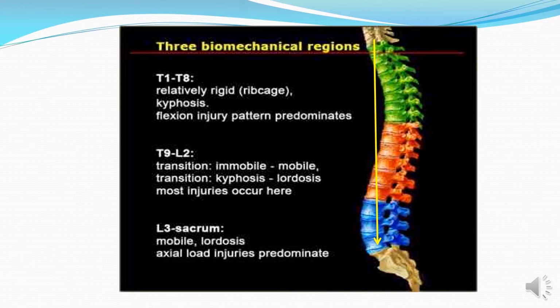The third part, which is from L3 to the sacrum, is mobile, usually lordotic, and it's subjected to axial load injuries more than flexion injuries. Why flexion injuries predominate in the thoracic area? Because a body weight line passes anterior to the thoracic spine, thus causing more wedge fractures, while in the lumbar area it passes through the posterior part of the lumbar vertebral bodies, behind the vertebral bodies, so it causes more burst fractures.